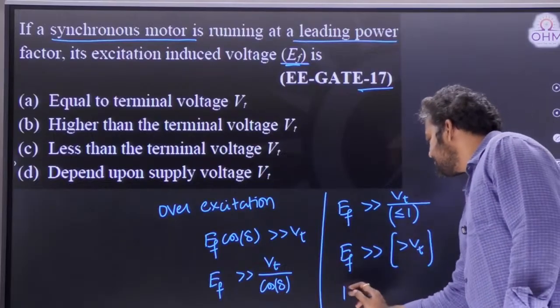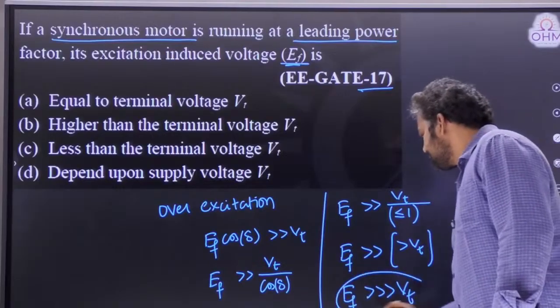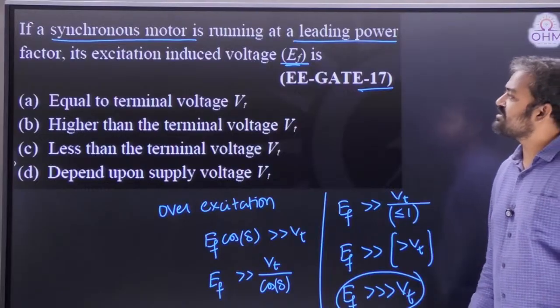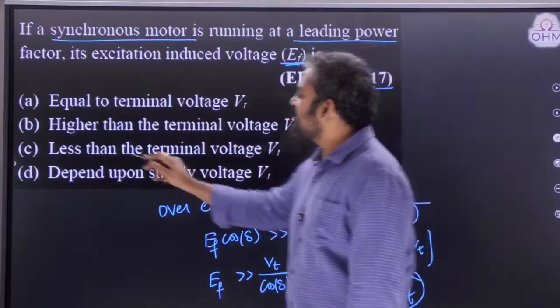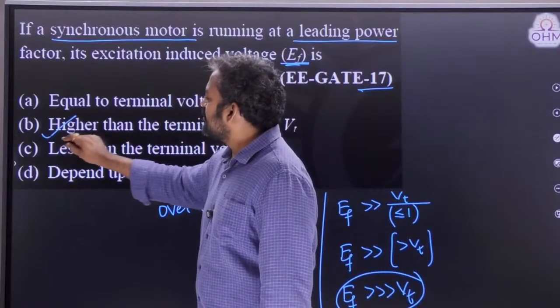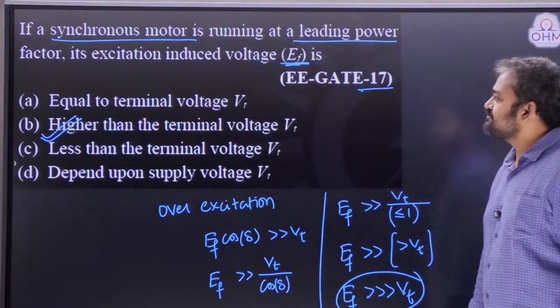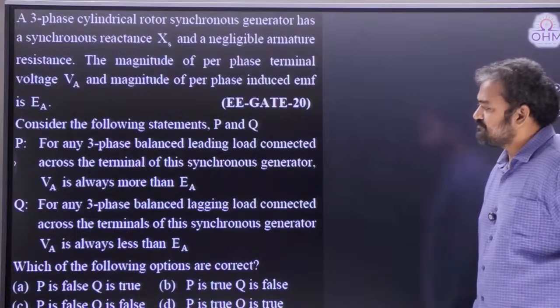So what is the final observation? EF is definitely greater than VT. Got it? So therefore, when a synchronous motor is overexcited, induced EMF is definitely higher than terminal voltage. So option B will satisfy, higher than terminal voltage. Got it? Yes. This is a 1 mark and easy question.